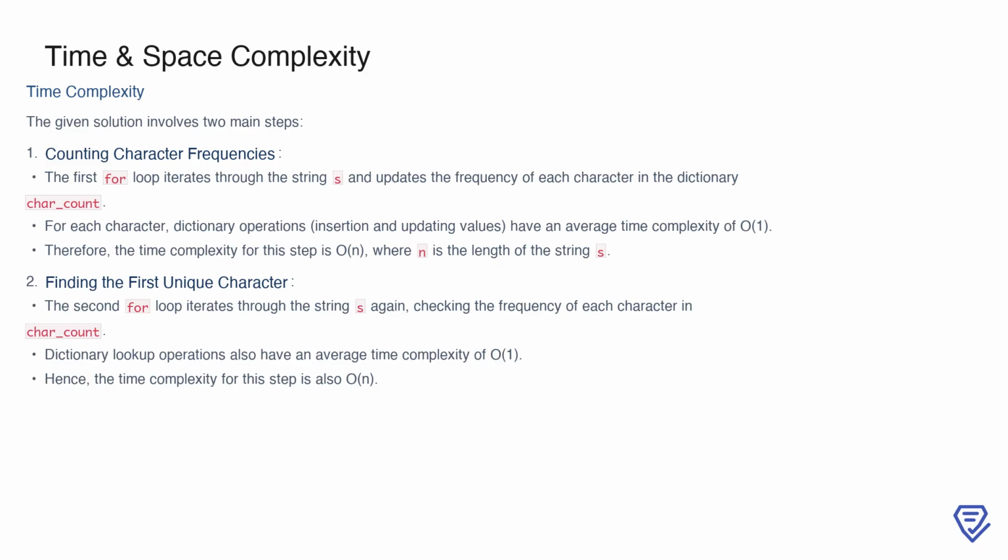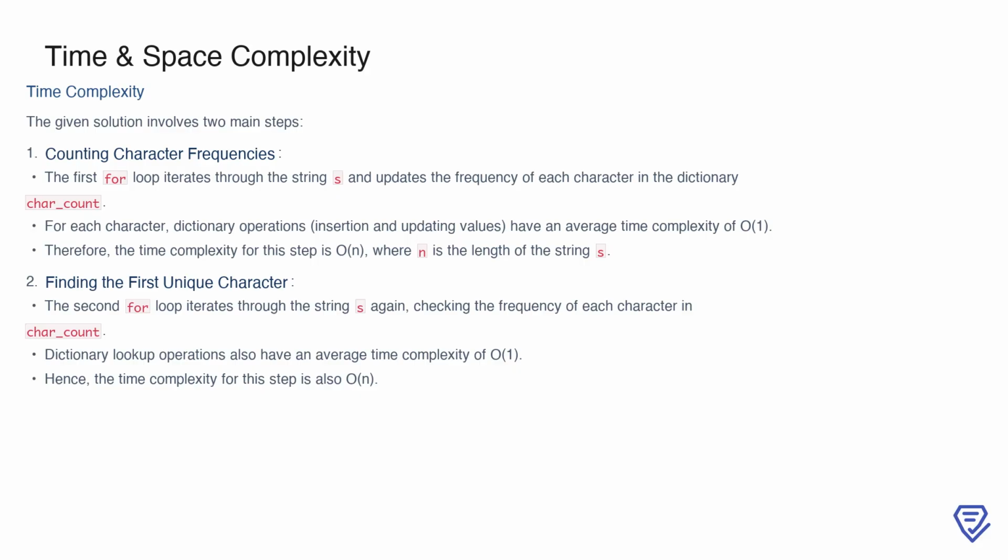The first step involves counting the frequency of each character in the string using a dictionary. This step uses a single for loop to iterate through the string. For each character, the dictionary is updated, and since dictionary operations like insertion and updating values have an average time complexity of O(1), the total time complexity for this step is O(n), where n is the length of the string.